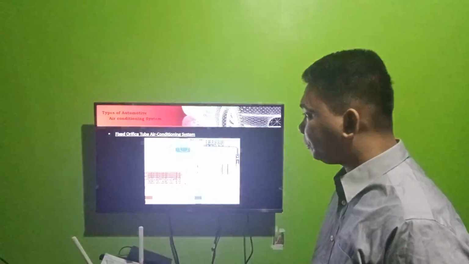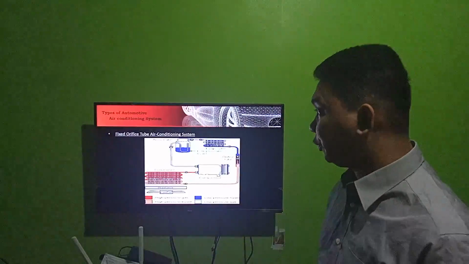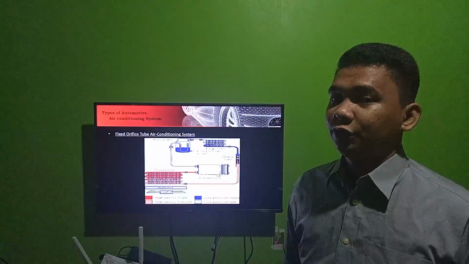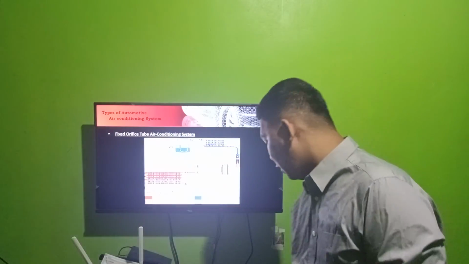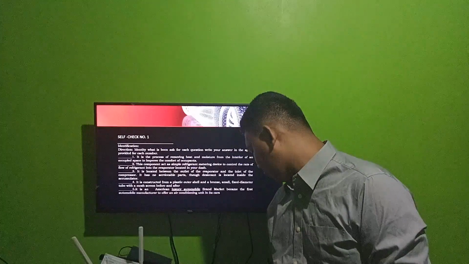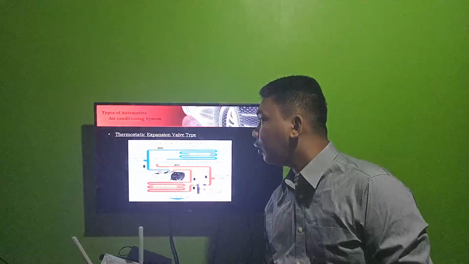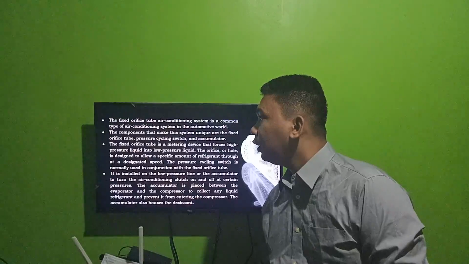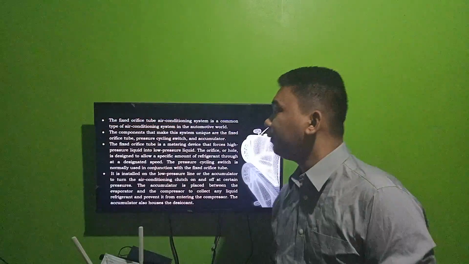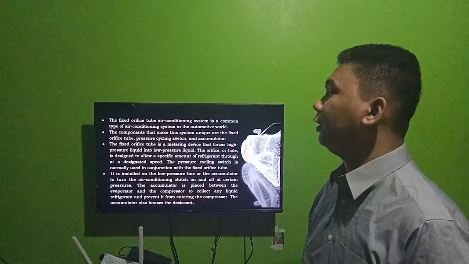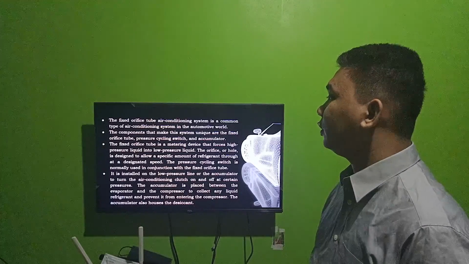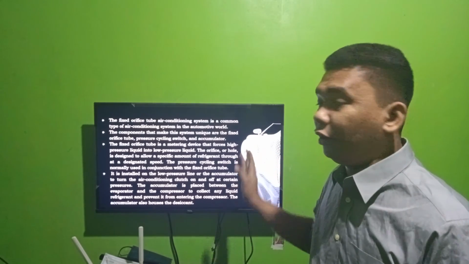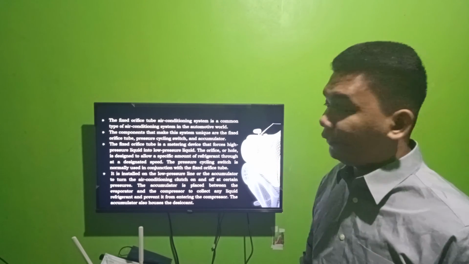So the first one is fixed orifice tube air conditioning system. So fixed orifice. Okay. So the fixed orifice tube air conditioning system is a common type of air conditioning system in the automotive world. So again, this is the most common. This is the first type of air conditioning system, which is the fixed orifice.